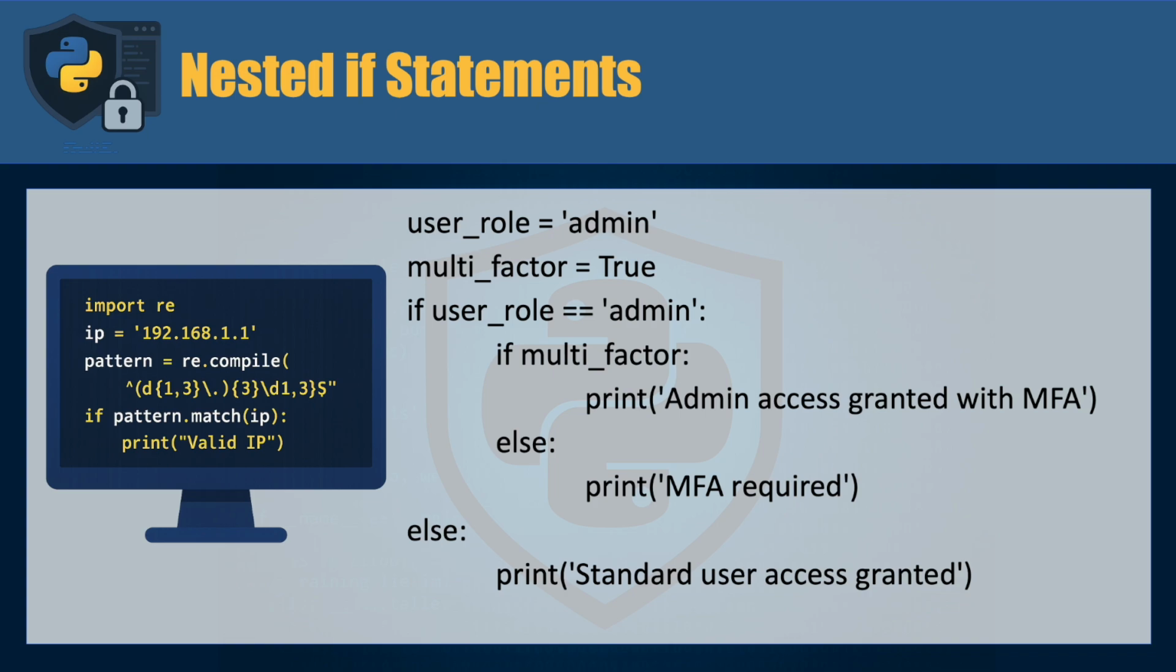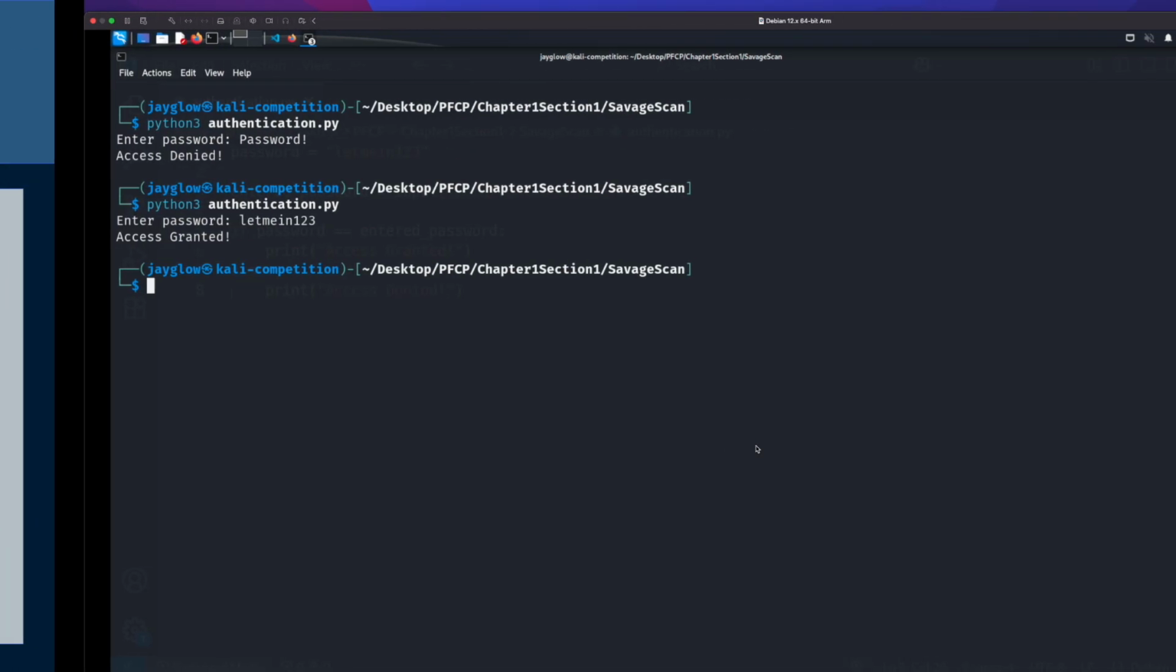We can also nest if statements. So in this case, we're checking both the role and multi-factor. So if the role is admin and if multi-factor, then we're printing admin access granted with MFA. Otherwise, we're just printing MFA required. If the role is not admin, then there's another alternative in the else statement where we just print standard user access granted. Let's jump into Python and take a look at how we can do this.